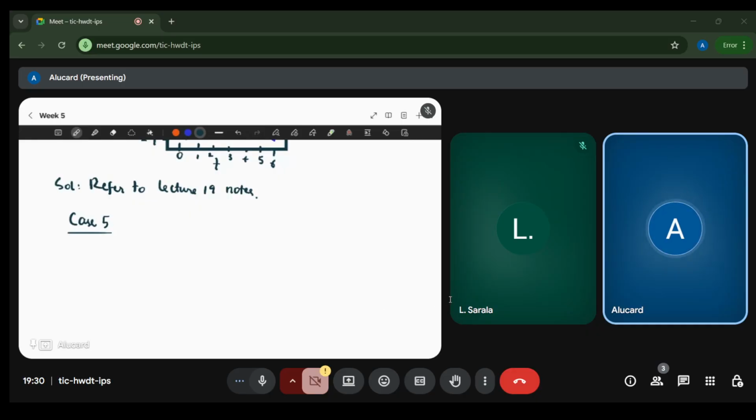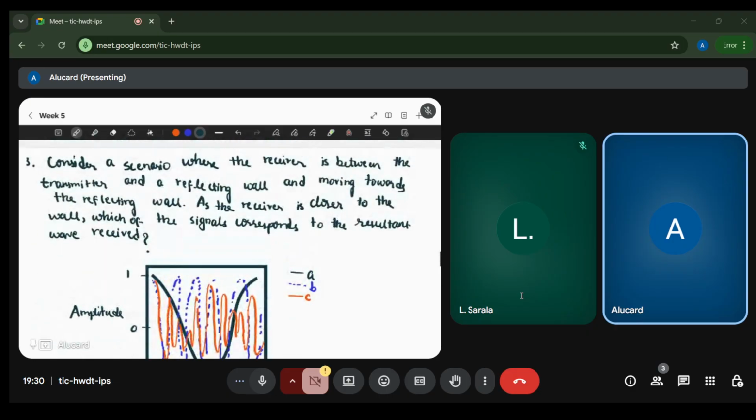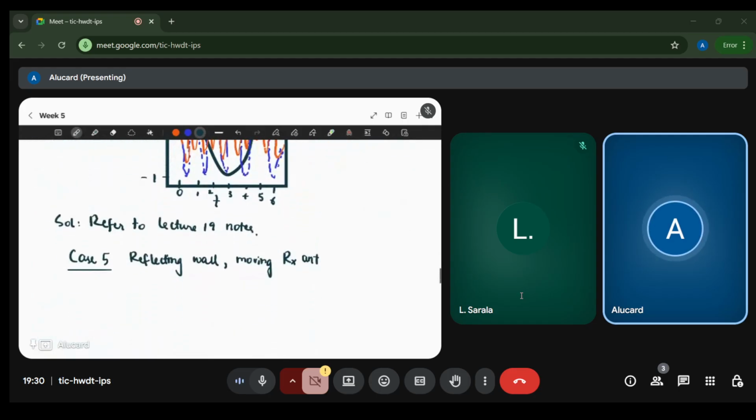So case 5 is the case in this question where there's a reflecting wall and you have a moving receiver antenna. Actually, case 5 was a moving reflective antenna, but here our mobile station is moving, but they are kind of equivalent cases, and you are close to the wall.